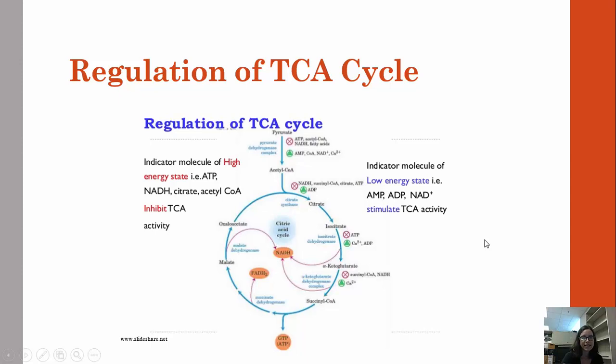So NAD and ADP and their conversions are the major feedback mechanisms that allow our cells to know how much ATP we need to make.